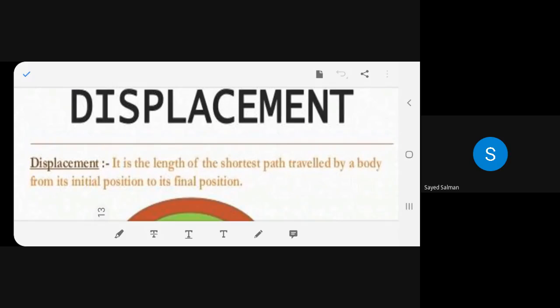Displacement is the length of the shortest path traveled by a body from its initial position to its final position. Okay. Now, what is displacement? Displacement is the shortest path from the initial position to the final position.